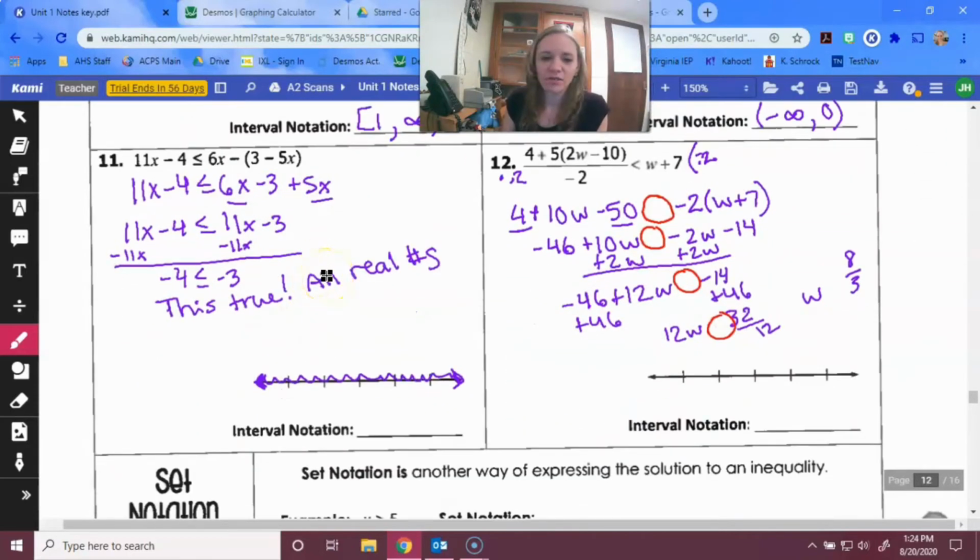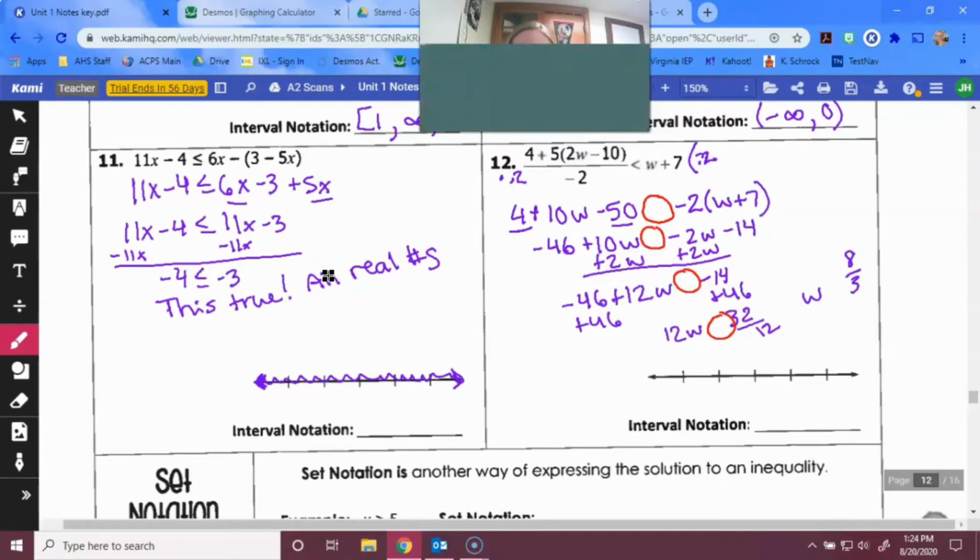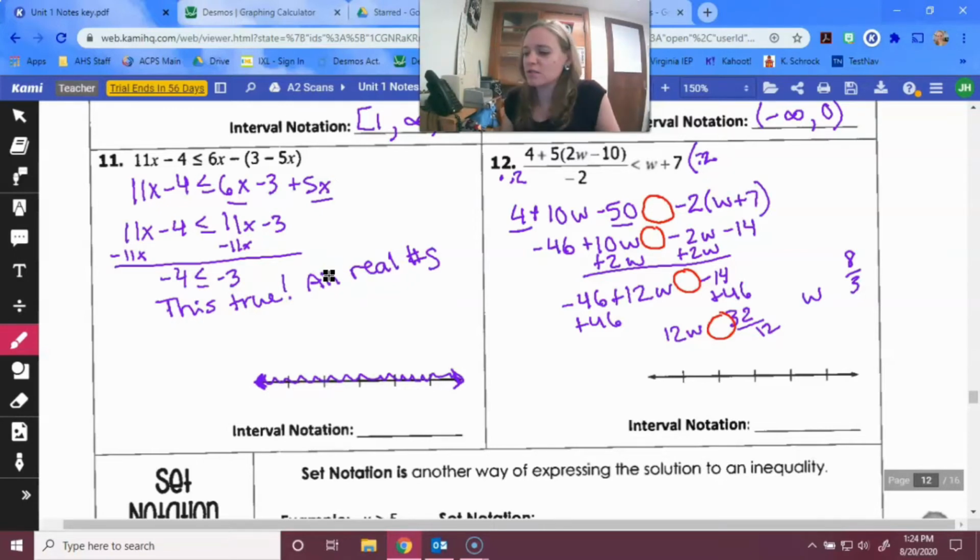Number 11, another one that came out different. So the x's went away. We ended up with this statement: negative 4 is less than or equal to negative 3. Negative 4 is less than negative 3. Since this is true, our solution is all real numbers, so you can shade the entire number line. And for interval notation, we're coming from negative infinity and ending at positive infinity. You can do that when you get all real numbers.